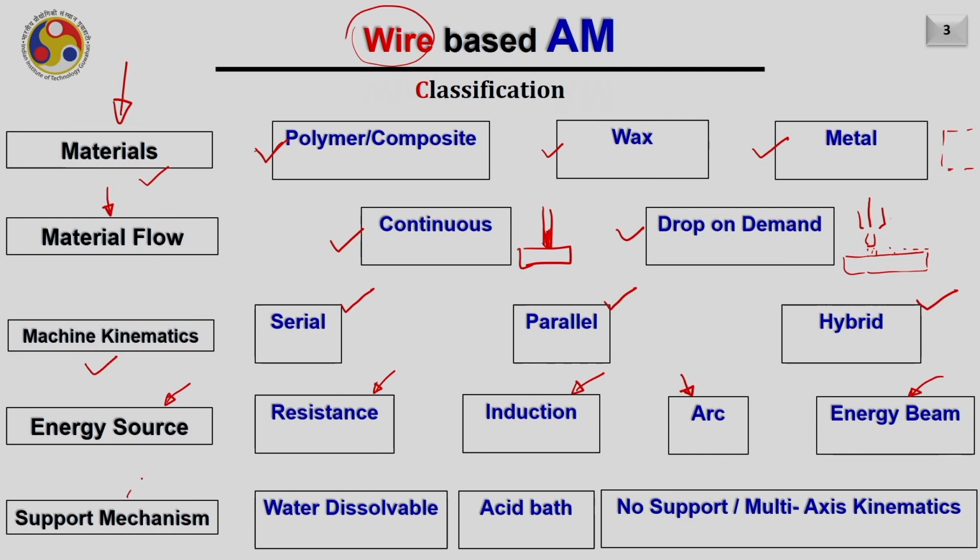As I already discussed briefly, the support mechanism in the case of wire based additive manufacturing could be of the following three types. The first is the water dissolvable support. This is more popular in the case of polymers. As we deposit the main material with high density and the support material with low density, the support material can be dissolved in water. Sometimes the support material is also of another material itself, so that it is easily dissolvable in water.